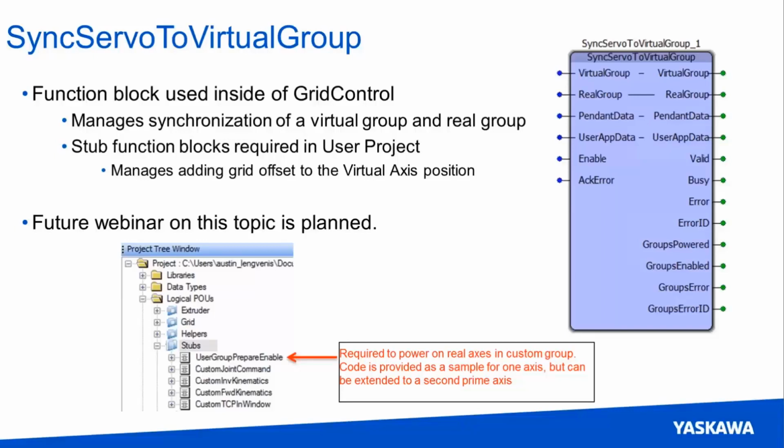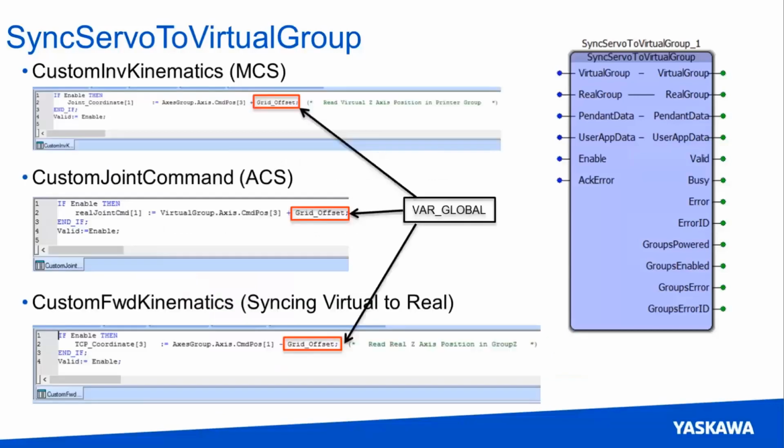The other stub function blocks we have are the custom joint command, custom inverse kinematics, and custom forward kinematics. These provide the relationship of taking the virtual position and adding the grid offset to it and storing it into a position vector for the real axis to be controlled by the Y group direct control. Here's an example of what your stub function blocks would look like for these custom function blocks. The reason we need grid offset to be a var global is because it is used inside these stub function blocks. Custom inverse kinematics would be used for an MCS.